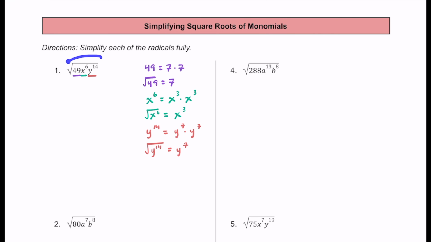So if you're being asked what's the square root of this whole expression, well, the square root of 49 is just going to be 7. The square root of that x to the 6th power is going to be x to the 3rd power. And then the square root of the y to the 14th power is just going to be y to the 7th power. So this would be the square root of this monomial, or the most simplified version for this radical.